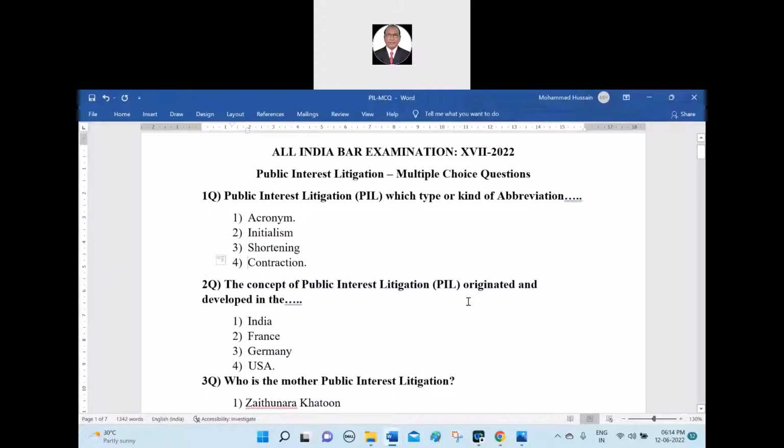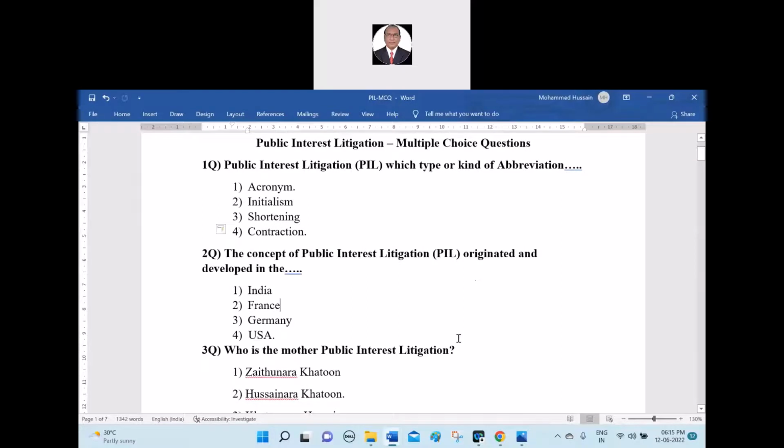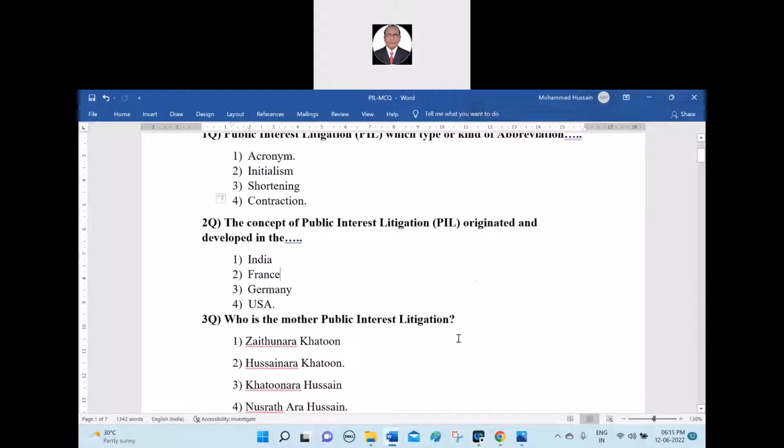Second question. The concept of public interest litigation originated and developed in the dash. India, number 1. 2, France. 3, Germany. 4, USA. For USA, the type of abbreviation is initialism, because we don't say USA as a word, we spell each letter, and hence the type of abbreviation is initialism.